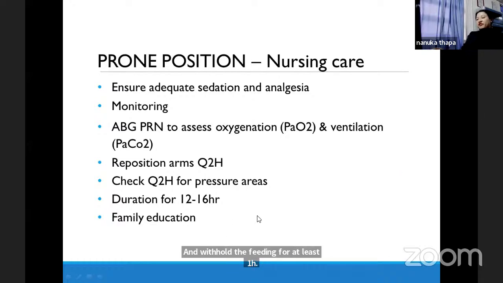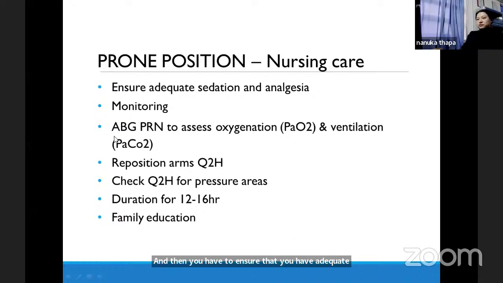And then you have to ensure that you have adequate personnel, at least 5 persons. And then disconnect all the monitors, have necessary medications available by the side, and then all the emergency crash trolley. Then you have the suction catheter, a suction machine ready, and the cushions for the support of the pressure areas.